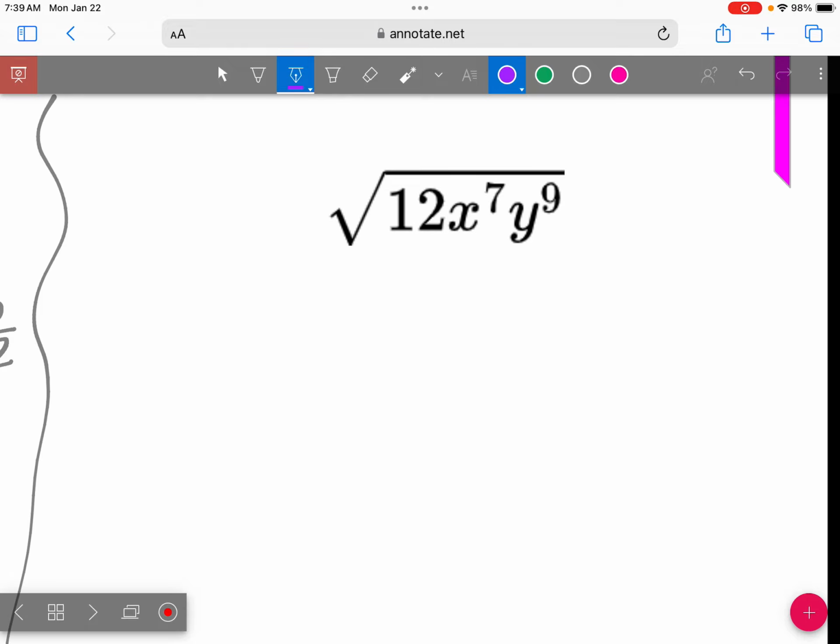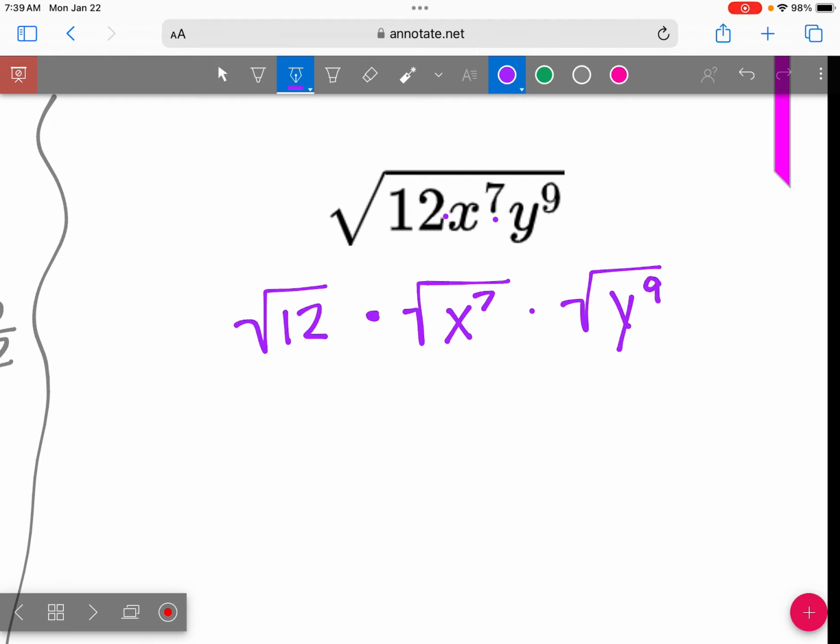So I'm going to split this up like we did on the first one. Since I have 3 different pieces here, I'm going to split this up to be the square root of 12 times the square root of x to the 7th times the square root of y to the 9th. If we do that, it's easier to look at one piece at a time.